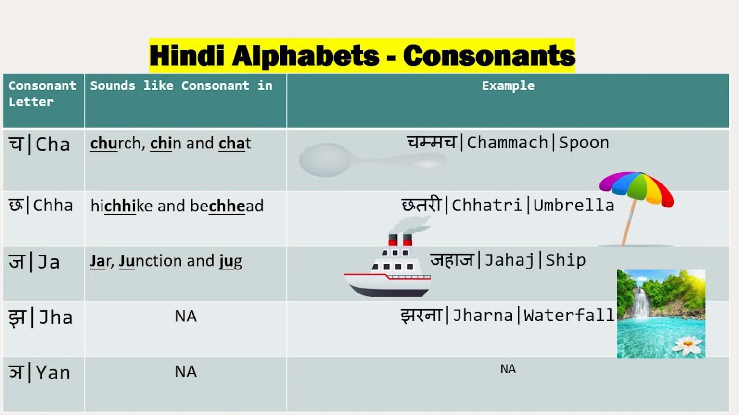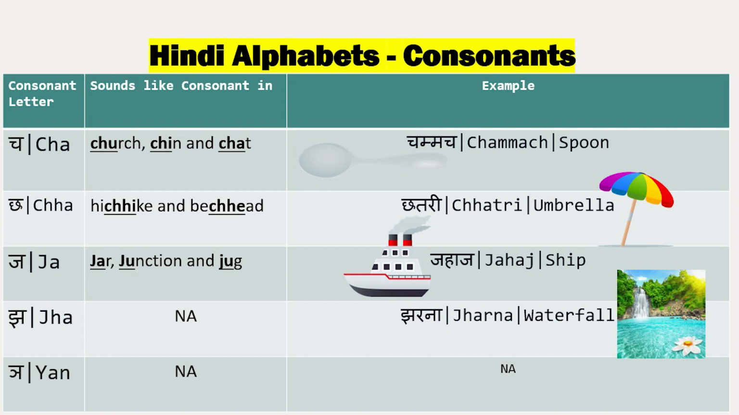The letter ch is like how you pronounce church, chin, and chat. The Hindi word chammach, which means spoon, starts with the letter ch. Next letter chh is like how you pronounce hitchhike and beachhead. The Hindi word chhata, which means umbrella, starts with the letter chh.